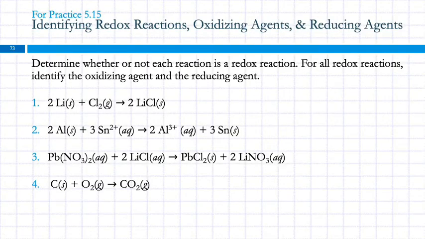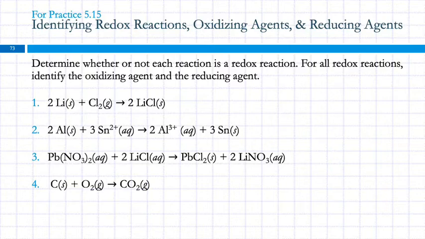Determine whether or not each reaction is a redox reaction, and if it's a redox reaction, identify the agents. So there's a couple of ways we can go about identifying redox reactions. We can assign oxidation states and see if they are changing.